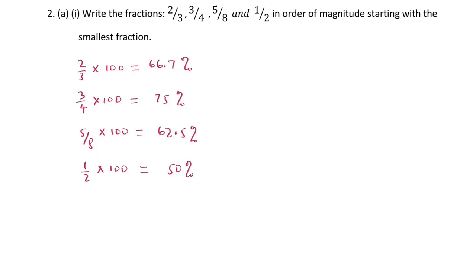Okay, so from the percentages obtained above, we can see that 1/2 is the smallest since it has the lowest percentage, which is 50%. Then we can list these numbers in order. So we have 1/2, 5/8, 2/3, and 3/4. And this is going to be the order of magnitude required.